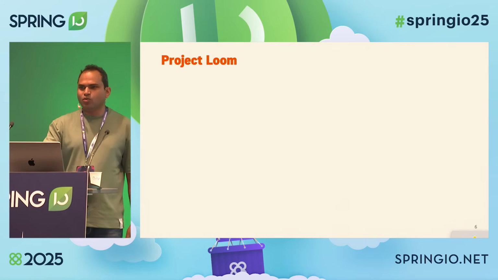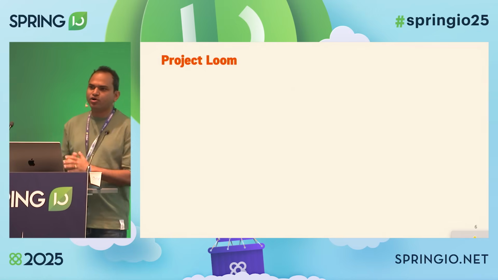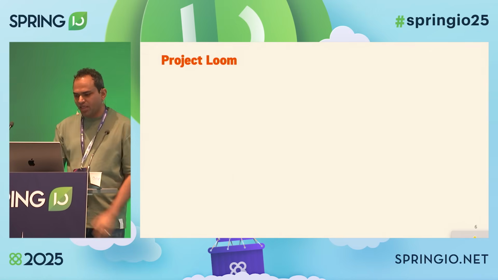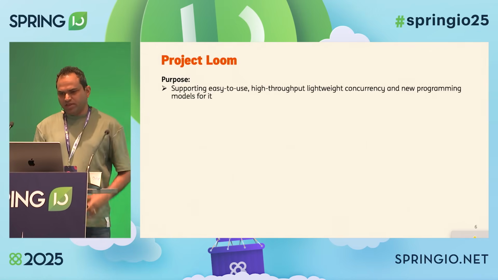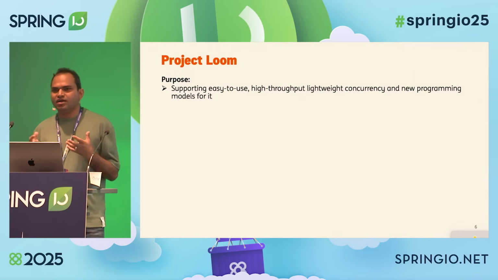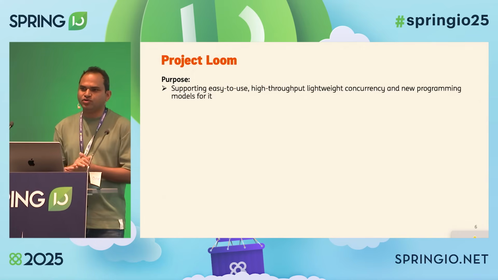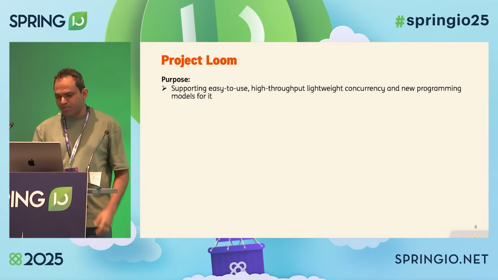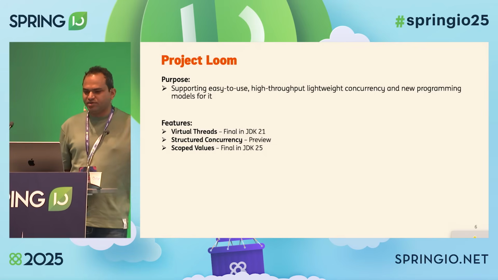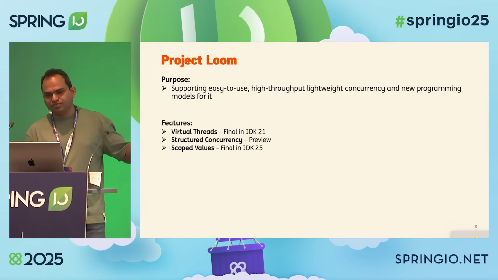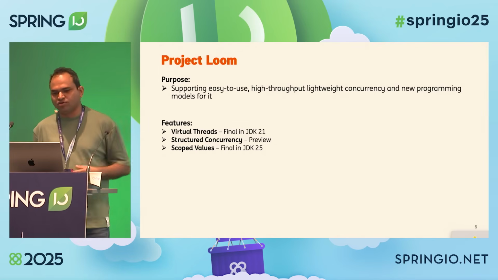So Project Loom. What is Project Loom? It is actually one of the important projects at OpenJDK. And the purpose of Project Loom is to provide high-throughput, lightweight concurrency, one which is also easy to use. And it does so by providing these three features: virtual threads, structured concurrency, and scoped values. And those are the things that we'll see in this talk.